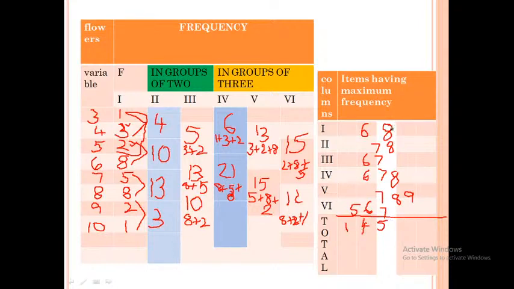Then 8 in the analysis table: 1, 2, 3 and 4, that comes to 4. Then 9 only once. So here the maximum frequency is 5, and 5 corresponds to 7. So here the mode is equal to 7, because it has the maximum frequency.